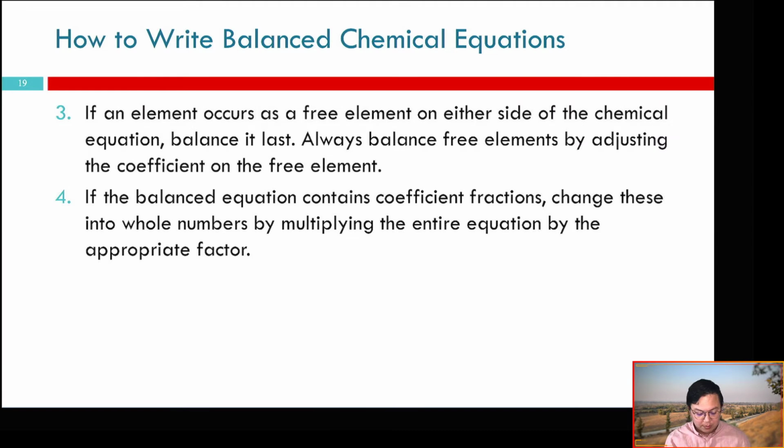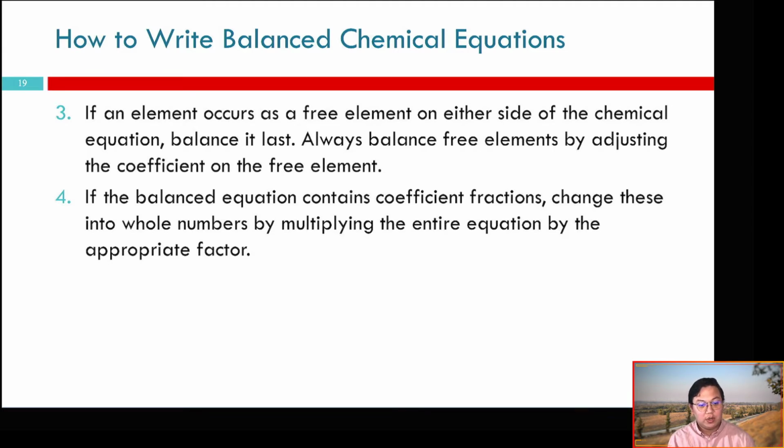And we'll go through a bunch of examples of this. And then if an element occurs as a free element on either side of the chemical equation, balance it last, right? That's easy to balance. It's on its own. If you change the coefficient there, you're not going to change the coefficient for another element that you're going to have to then change later. So you always balance free elements by adjusting the coefficient on the free element, right? Because by changing the subscript, you change the identity of the molecule. So we only change coefficients.